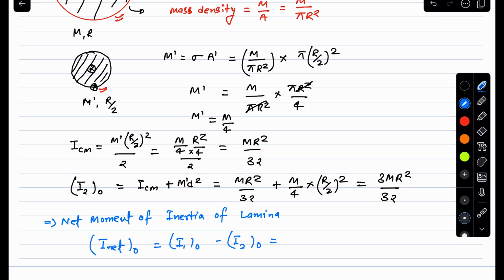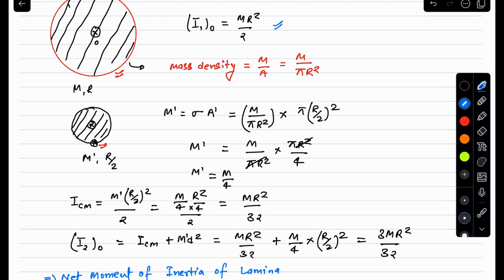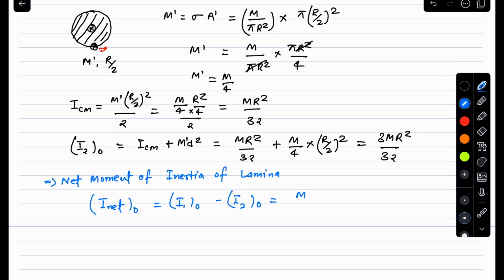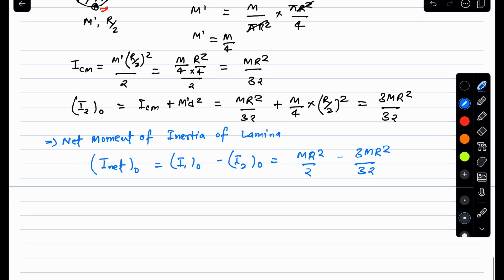Just now we calculated this one, which is mr² divided by 2, and from that we need to subtract 3mr² divided by 32. So I net about the point O is 16 minus 3 by 32 mr², which becomes 13 by 32 mr². This is the moment of inertia about the point O.